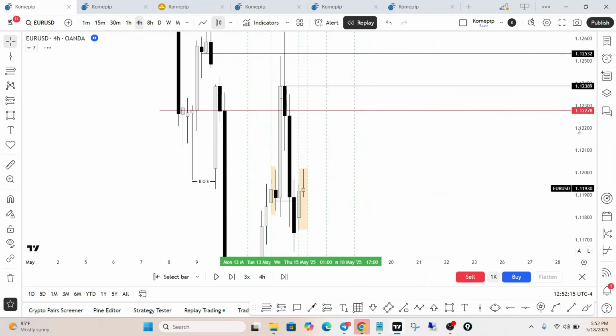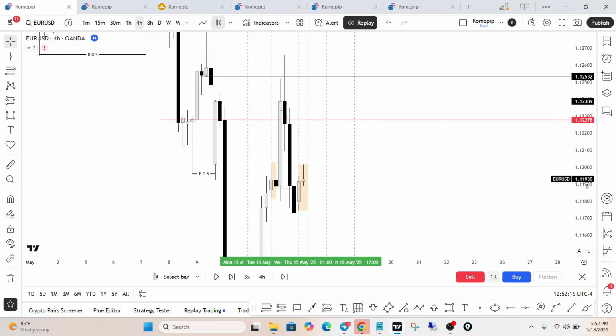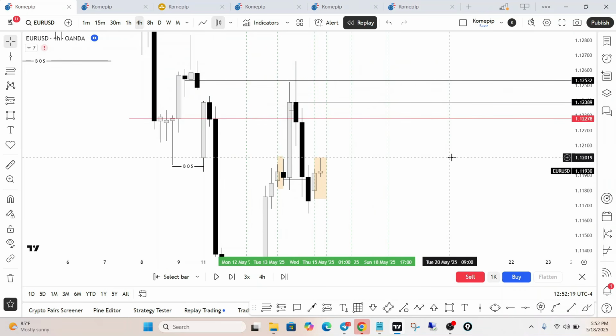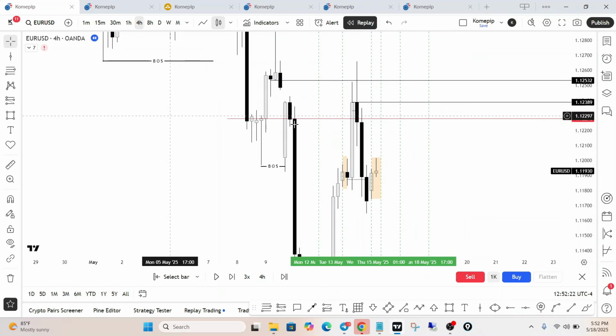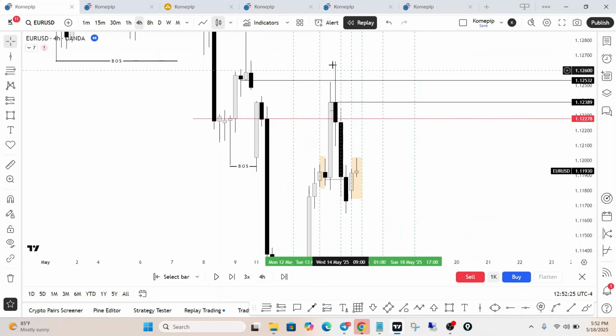Do you know what I'm looking for? I'm actually looking for my key levels. That's what I'm looking for. So that's exactly what we have. For now, I think these are the only areas I'm looking for entries. So I want price to react from any of these zones.